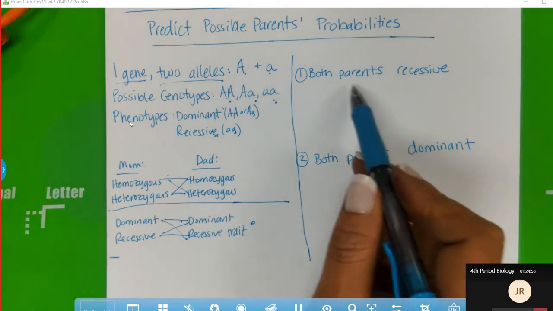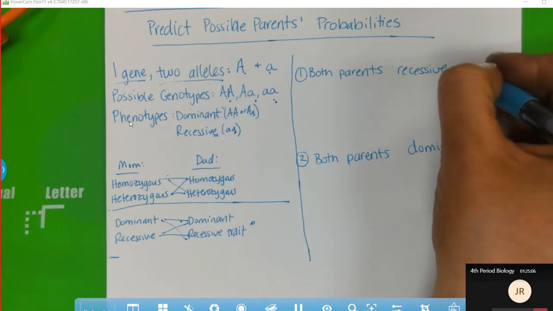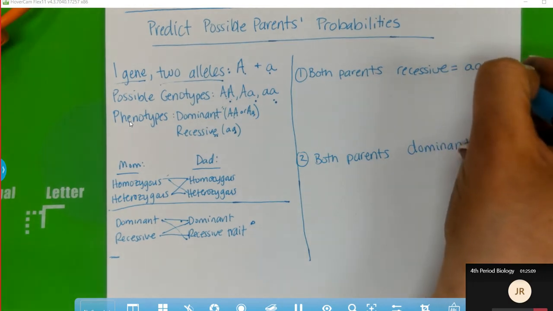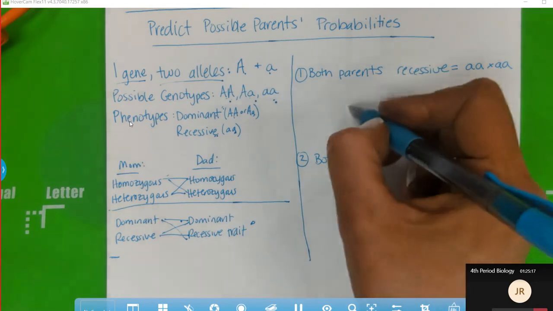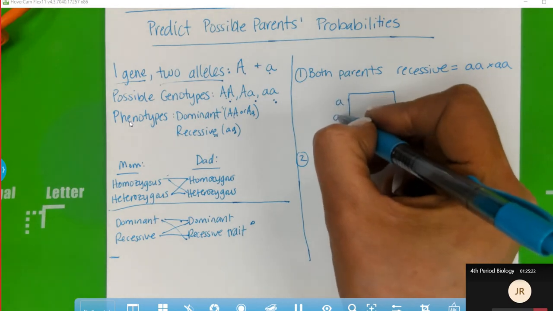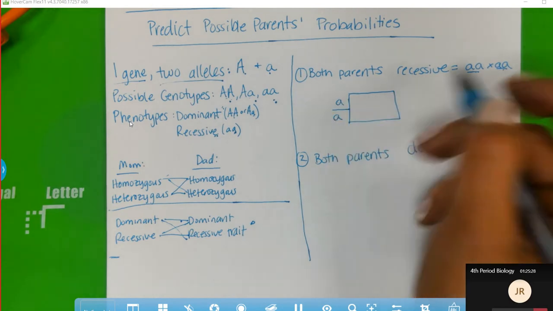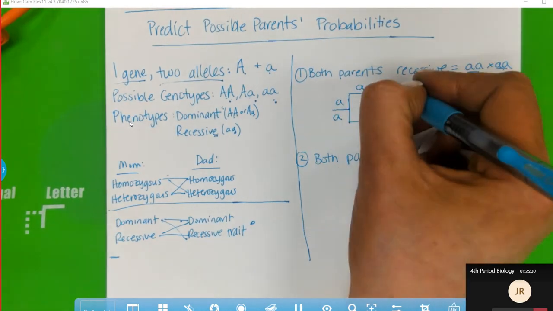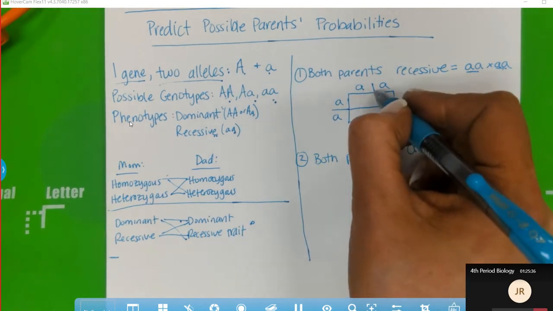of the parents' traits. So first up, if both parents show the recessive phenotype, that means that both parents have to have the two lowercase letters for their genotype, because the only possible way for the parents to show the recessive trait is to have 2 recessive alleles. So then if we make our Punnett square, lowercase a is the only possible gamete that the father can make. Lowercase a is the only possible gamete that the female parent can make.